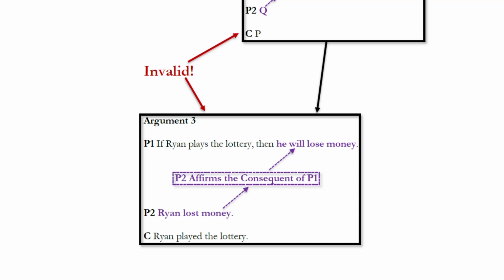As we have already discussed in a previous video, there are many other ways in which Ryan could have lost money besides the lottery. If all you know is that Ryan lost money, this means you cannot yet conclude that Ryan played the lottery. Yet this is exactly what the argument aims to infer. Therefore, this argument and all arguments that affirm the consequent are invalid.